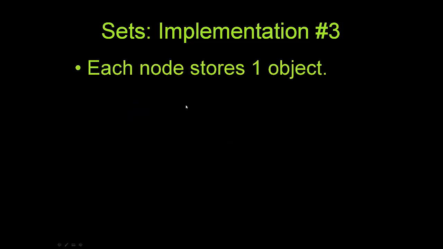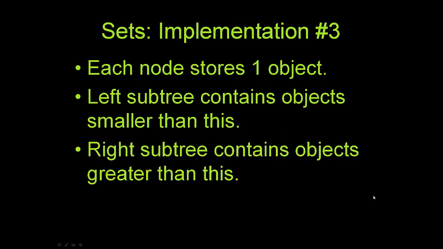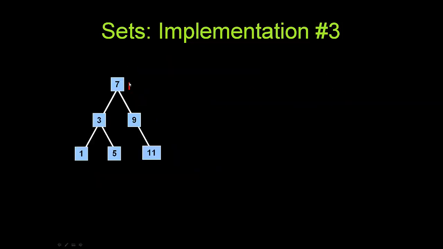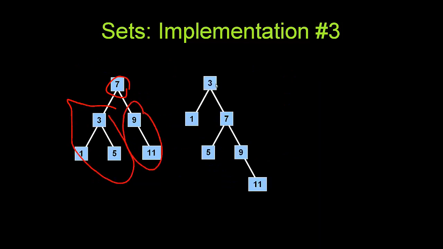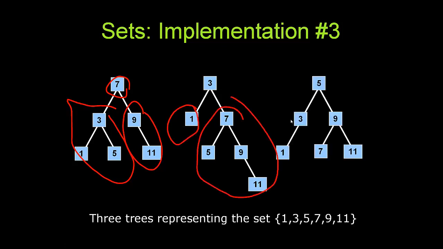Okay, so in a binary tree, each node stores one object. Okay, and the left subtree contains all the objects that are smaller than this one object. And the right subtree contains objects that are greater than this object. This is a binary tree. So here is 7. Everything else on the left is smaller. Okay, everything on the right is bigger. This is also a binary tree, right? Everything on the left is smaller, everything else on the right is bigger, and this is also a binary tree. Okay, so essentially these 3 trees represent the same set, 1, 3, 5, 7, 9, 11.